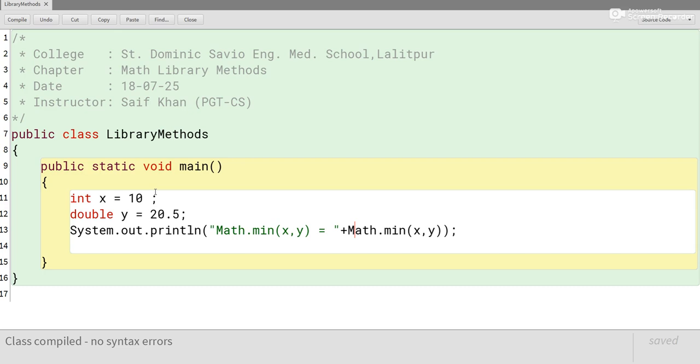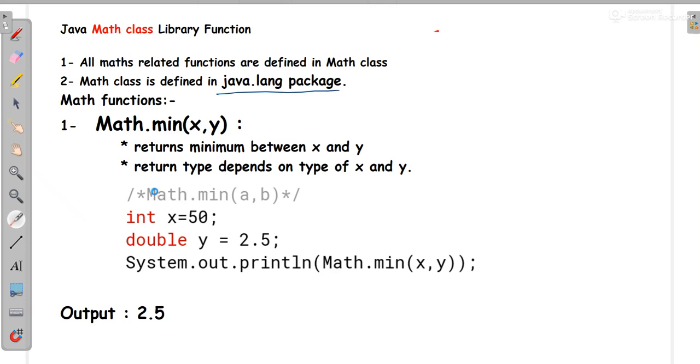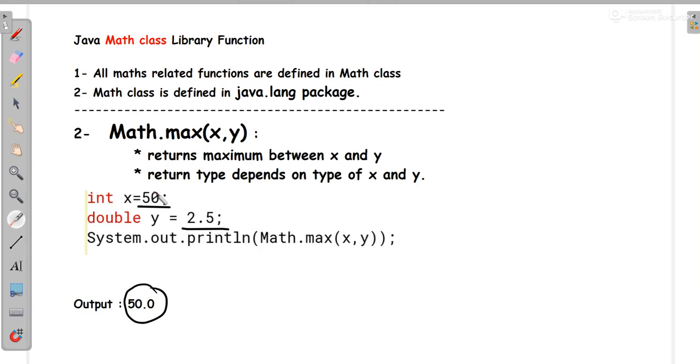Thank you very much. I am moving towards my next function, that is max. Similarly, it accepts two numbers of any type, and it gives you the larger of the two numbers. So if you are passing 50 and 2.5, definitely the answer would be 50.0. Again, the automatic or implicit type conversion takes place. Let's take a look.